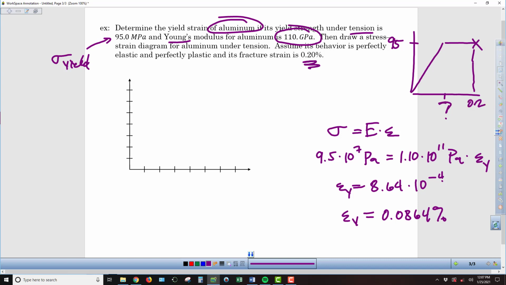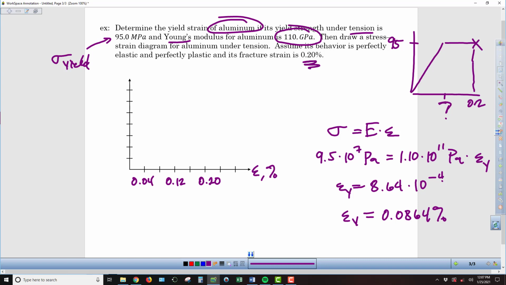So along the x-axis, if I have to go out as far as 0.2, judging by the pre-built graph that we have, we can count by maybe 0.04s or 0.05s. There's 0.04, 0.08, here's 0.12, here's 0.16, and here's 0.20. So this is as far out as we have to go. So that's our strain expressed in percent.